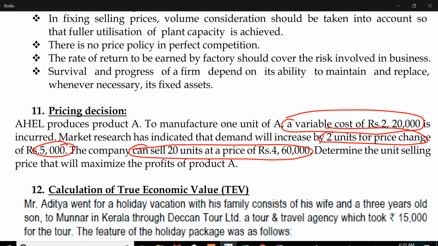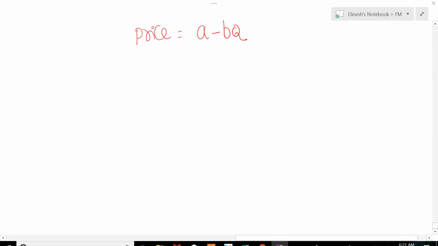It is 20 units at 460. 18 units at 455, so 5,000 is reduced. 16 units at 450, 14 units, and it goes on like this. As you reduce the price by 5,000, you keep increasing the units.